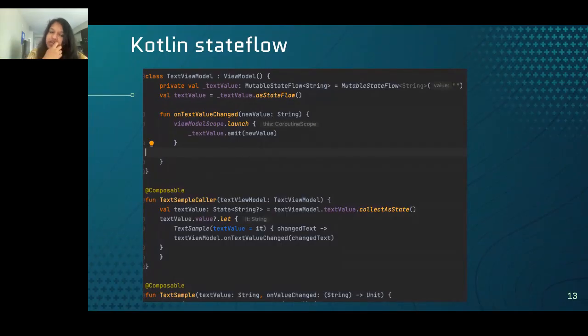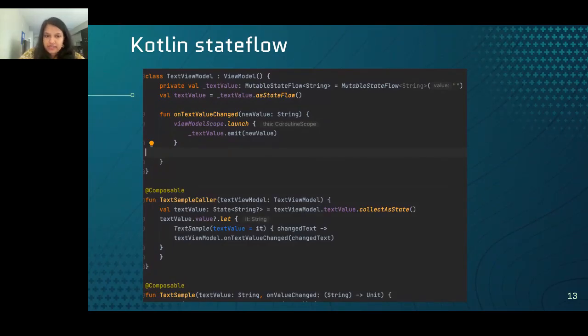Apart from live data, Jetpack Compose also provides extension and support for Kotlin StateFlow and RxJava. So here we are using the same text field example where the view model exposes the text value as a state flow. And if the on text value changed is called, the new value is emitted. And in the composable, we consume this stream as collect as state. That's the only difference between live data and state flow as far as Compose goes.